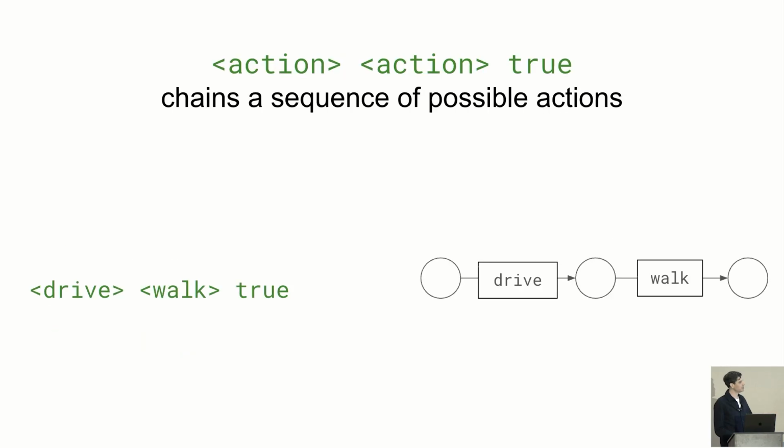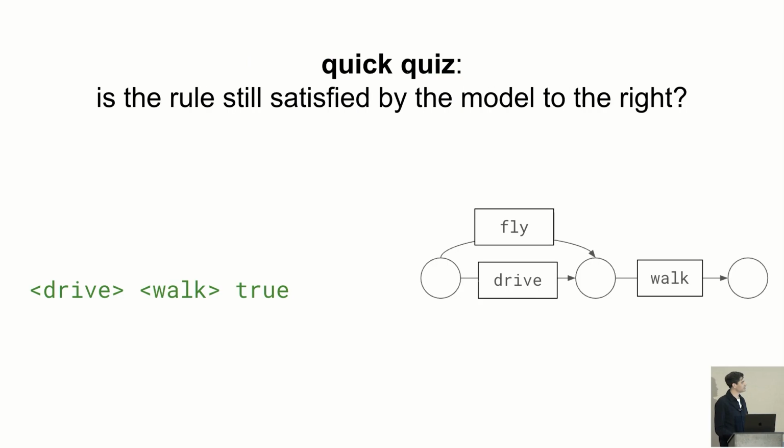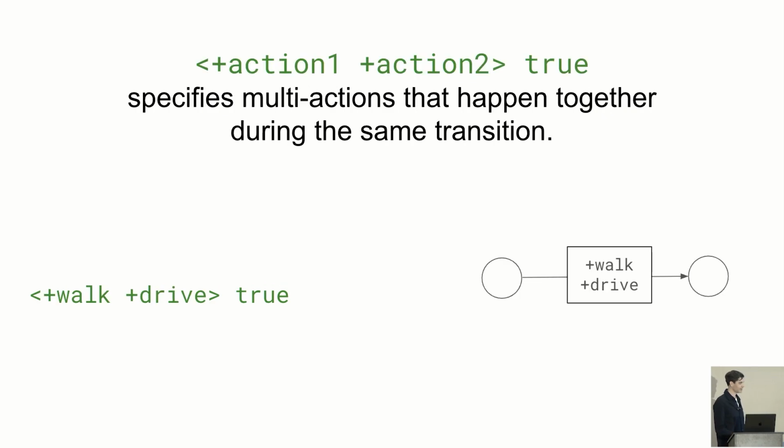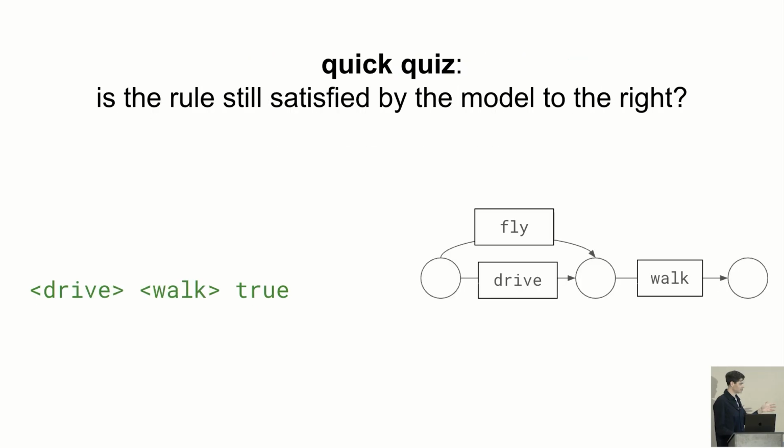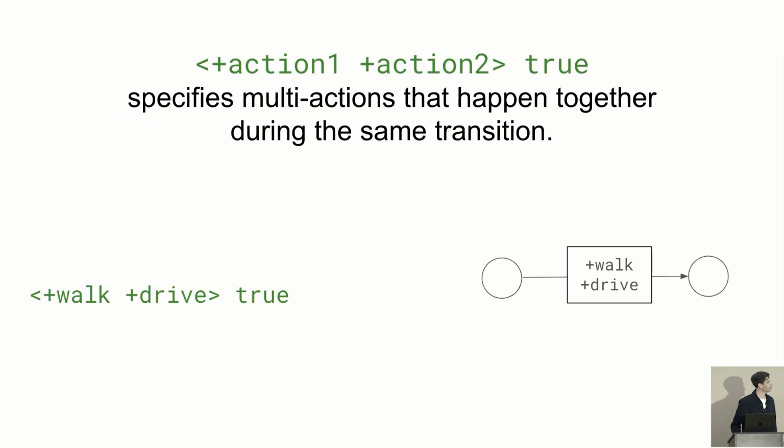All right? Or you can also chain these. So we have diamond drive, diamond walk, true, right? So first you drive, then you walk, then you're there, right? Well, what about this, okay? Quick quiz. Is this rule satisfied by the model to the right? The model to the right has this extra arrow thingy saying you can fly. Yeah, it is. It's still satisfied. Even though that extra arrow is there, the rule is still good to go because you can drive and you can walk and then get there, okay?